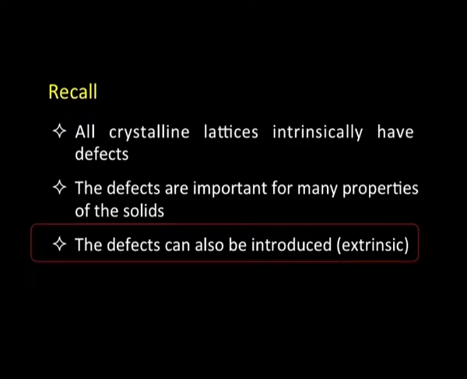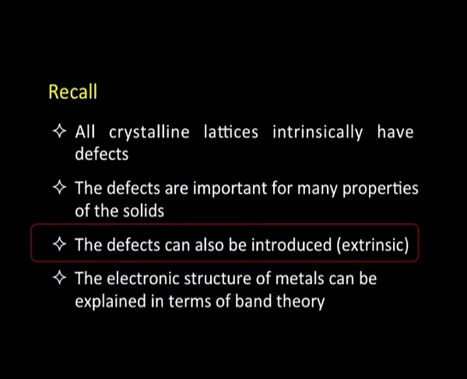That is, when we talk about semiconductors, essentially we are dealing with extrinsic materials, which is a very important domain of semiconductors. Then one more thing we did earlier was that the electronic structure of metals can be explained in terms of band theory. We discussed that in detail in the previous session. That is something which we have done so far.